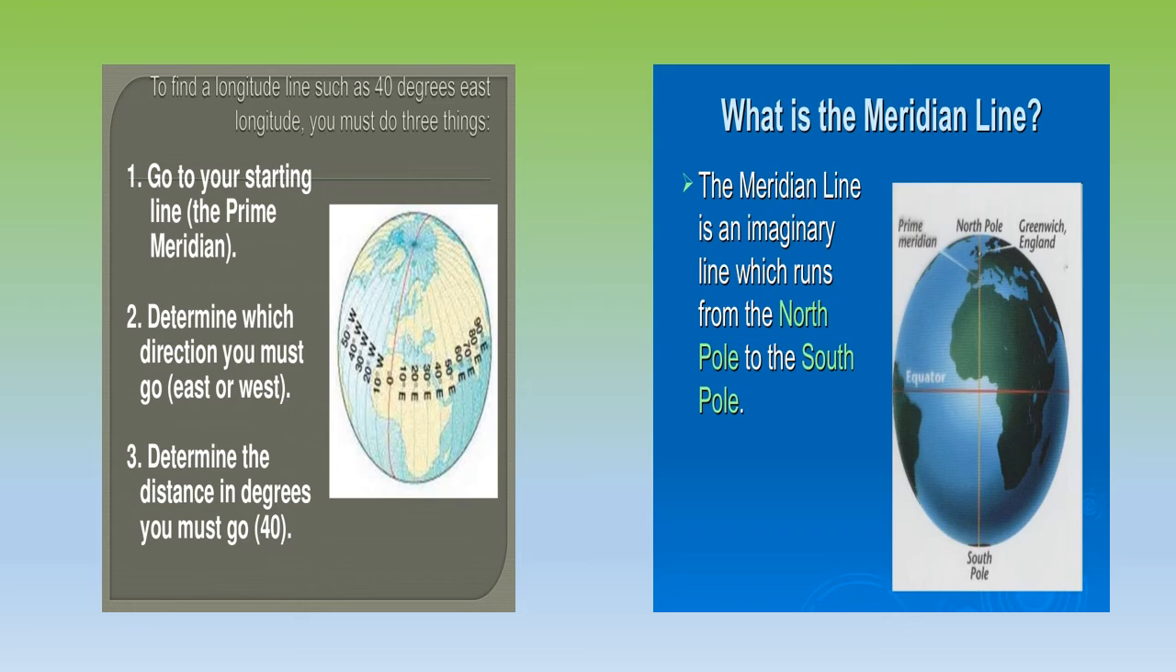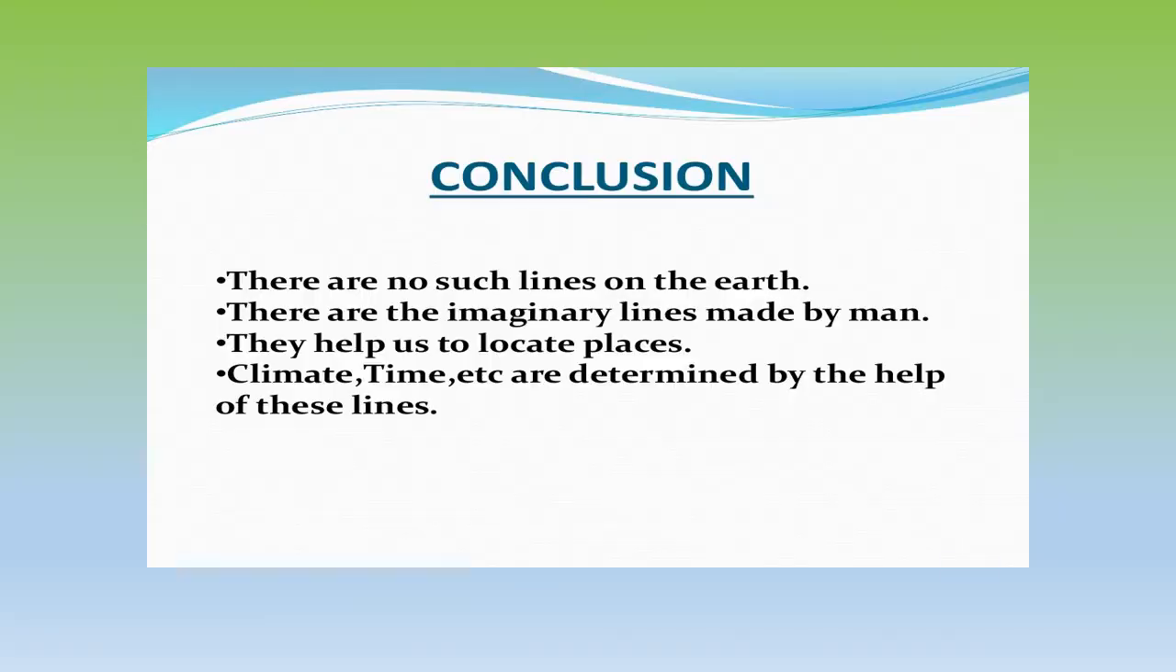So I think now the meridian line is very clear to you. Again, I am showing you on the globe here. See, this is your equator and this is your prime meridian. I've made it very clear for you. So the meridian line is an imaginary line which runs from North Pole to South Pole. All your meridians, your longitudes, are drawn from your North Pole to South Pole.